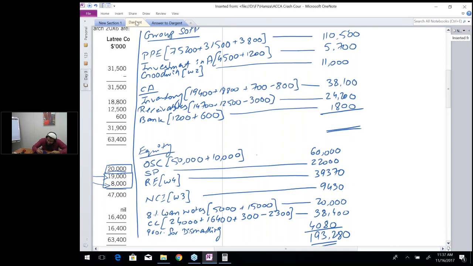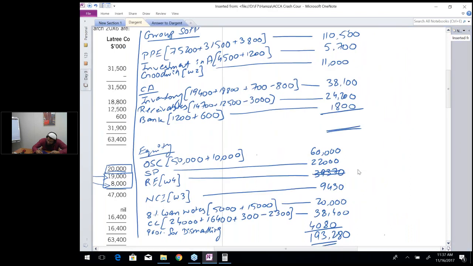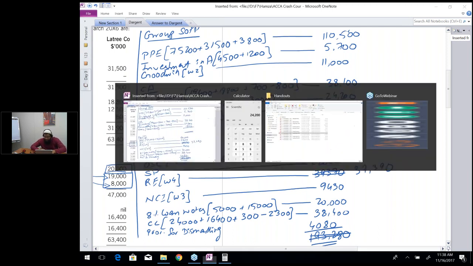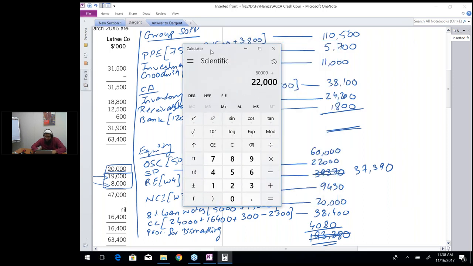Okay, I have actually written the retained earnings incorrectly. This is not 39370. This is 37390. So the value total will change. Let me recalculate the credit side first. It is 60,000 plus 22,000 plus 37390 plus 9430 plus 20,000 plus 38,400 plus 4080. It is 191,300.